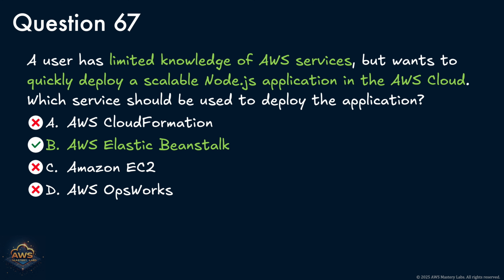Option B, AWS Elastic Beanstalk. AWS Elastic Beanstalk is purpose-built for this scenario. It allows users to deploy applications quickly without deep AWS knowledge. It automatically handles provisioning, load balancing, scaling, and monitoring. All the user has to do is upload their Node.js code, and Beanstalk takes care of the rest. It also supports rolling deployments and basic health monitoring, which makes it suitable for real-world workloads without overwhelming the user. Correct because Elastic Beanstalk provides the perfect balance of simplicity, scalability, and support for Node.js, making it the ideal choice for new users looking for fast deployment.